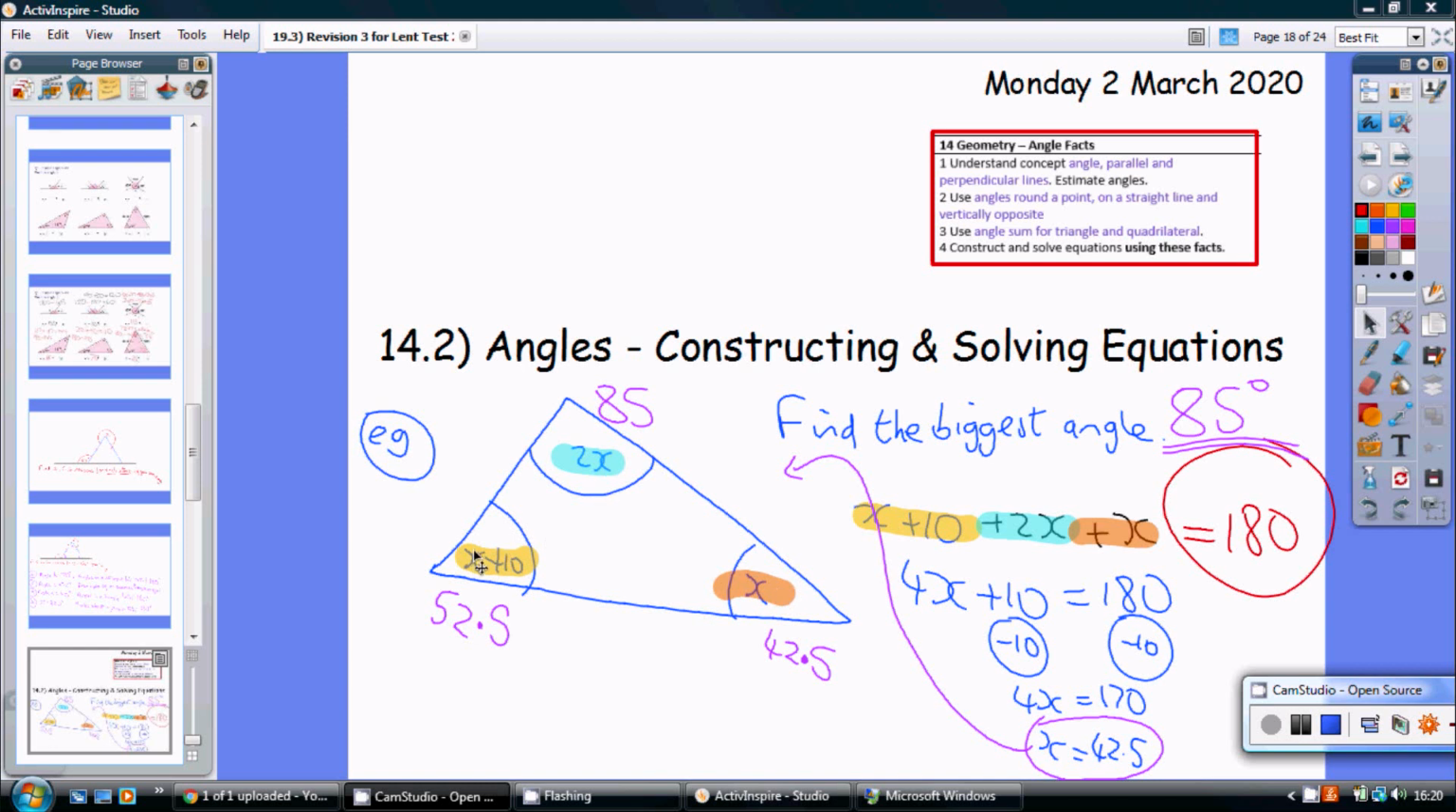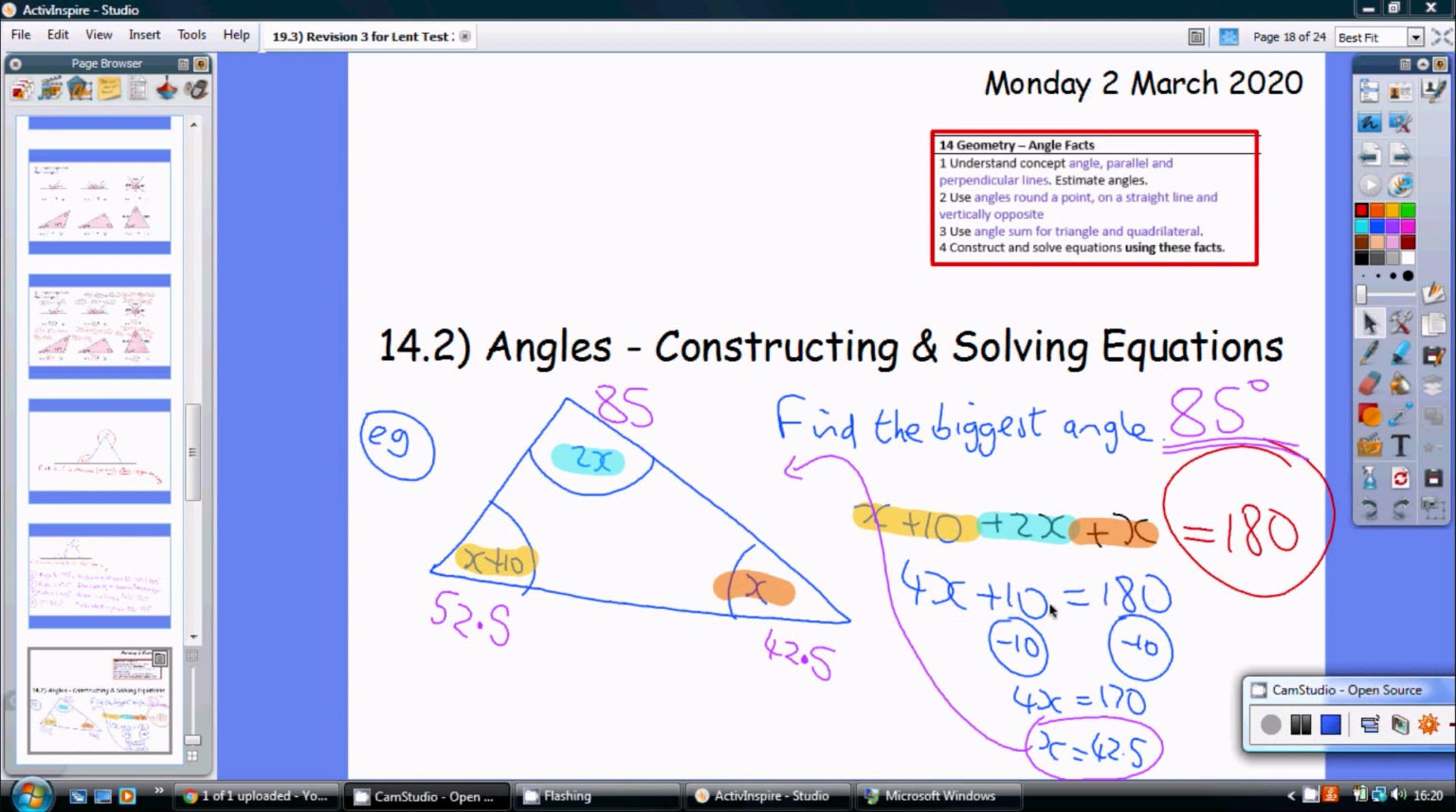So x plus 10 plus, sorry, did I say 10 then? I meant x plus 10 plus x plus 2x added together must equal 180. Okay, so the yellow angle, the blue angle plus the brown angle add up to 180. So we've constructed an equation. We can then simplify the left hand side. X plus 2x plus x is 4x, so 4x plus 10 equals 180.